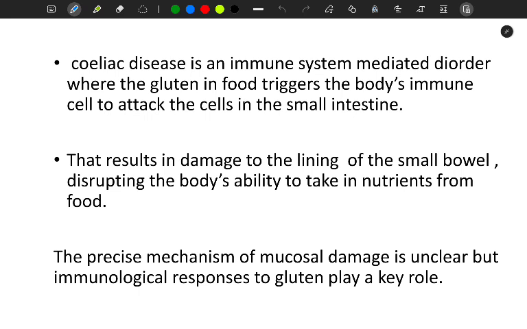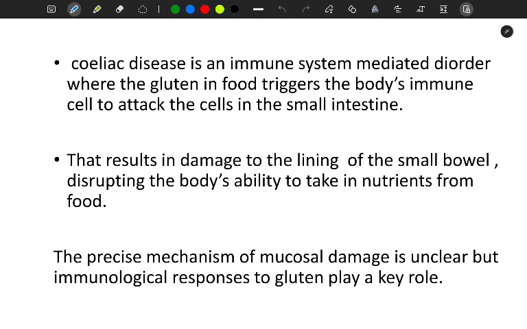Okay, back again to celiac disease. Imagine if this ability, 30 meters square that God placed in us for absorption, is disrupted. What will happen? The precise mechanism of the mucosal damage is still not known, but it is immunological: cell infiltrate, antibodies, and all of this stuff.